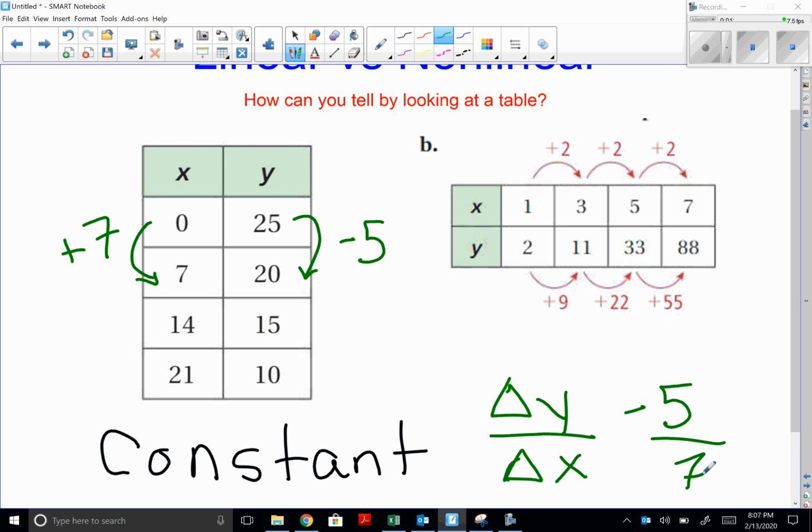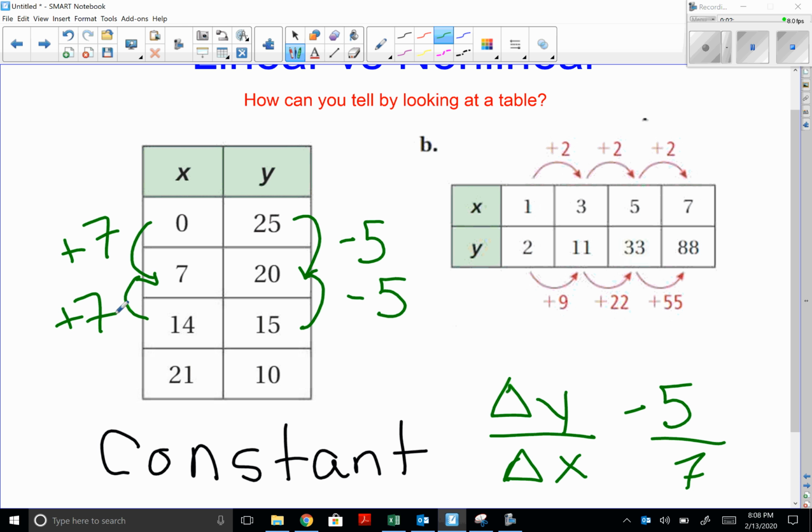So if this is a linear function, then I can choose any points in this table and they will all have a rate of change of -5/7. So now I need to pick more points to see. I'm going to go ahead and just pick the second point and the third point. To go from 20 to 15, once again I'm subtracting 5. And then to go from 7 to 14, once again I'm adding 7. So between those 2 points, my slope is once again -5/7.